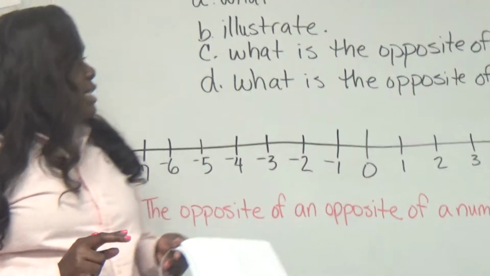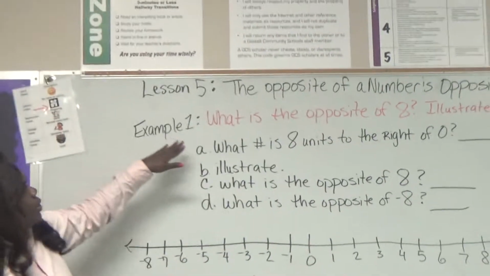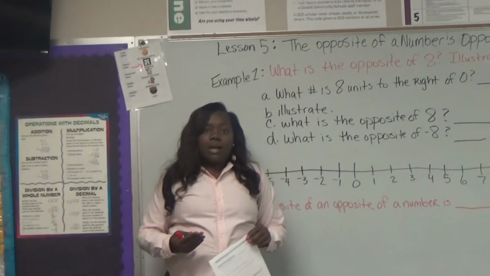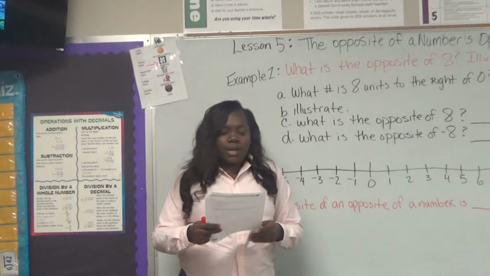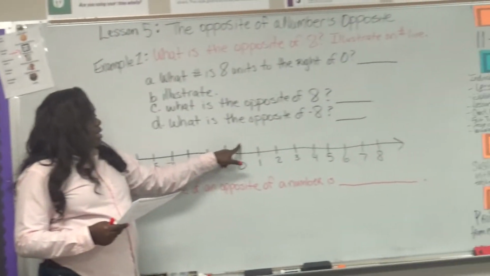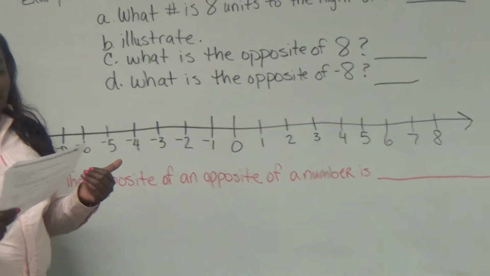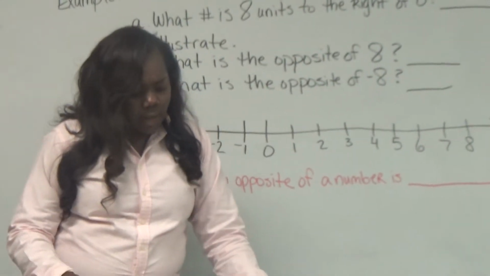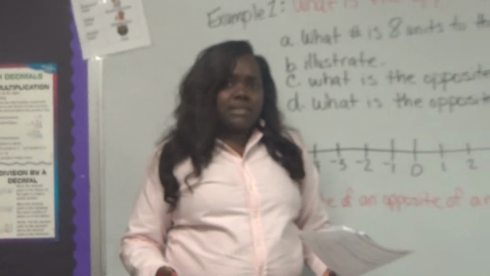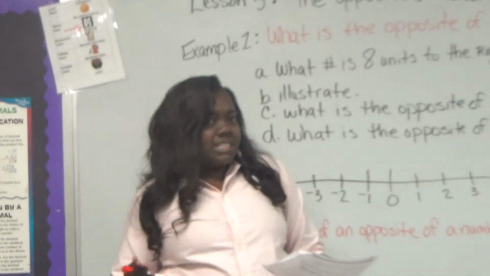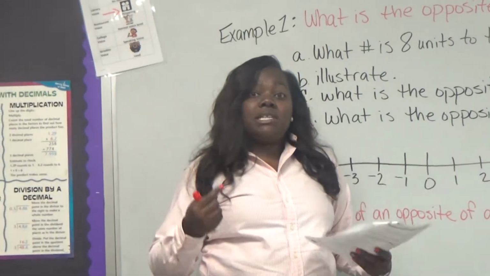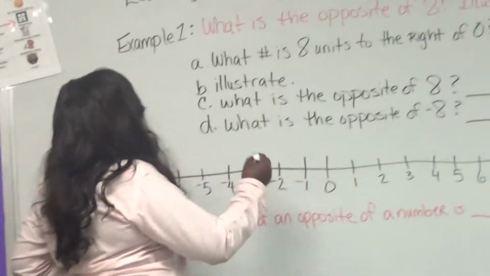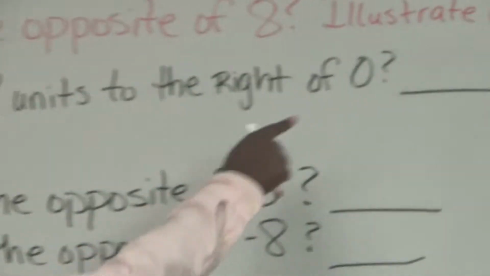Now we move into our first example, which says, what is the opposite of 8? They want us to illustrate that on a number line, meaning actually draw it. So here's my number line. First, let's talk about the opposite of 8. Remember, the opposite of positive is negative. So the opposite of a positive 8 is negative 8. Here it says what number is 8 units to the right of 0?